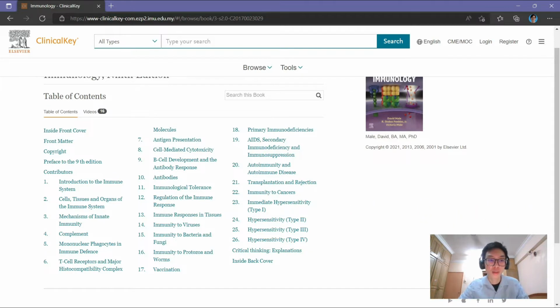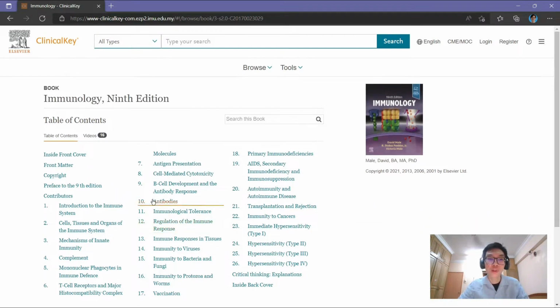So today I am going to review the book Immunology, 9th edition, edited by David Male, Jonathan Stokes, Peebles and Victoria Male. And this book is published by Clinical Key and Elsevier.